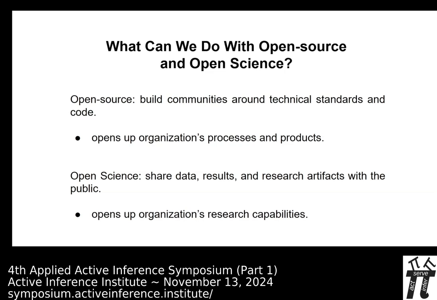Open science is where we share data, share results, share research artifacts with the public. So we do a lot of transparency-related things. We give people our results and our data, our software, papers and presentations, and we're very open about it. We can give them access to these things. So when I say open science, I also mean open access, and they're in the same bucket. Open science in general allows us to open up our organization's research capabilities so that people can benefit from our discoveries and we can benefit from their feedback.